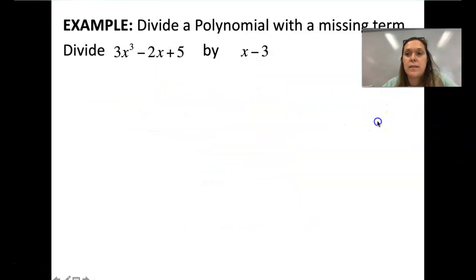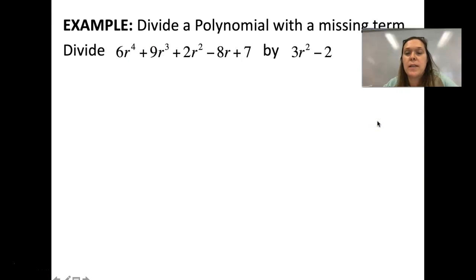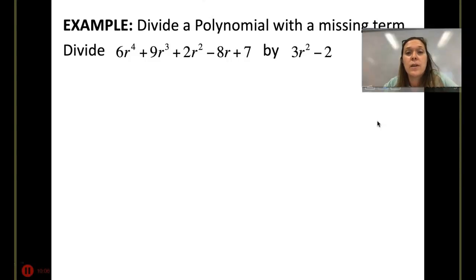All right. Let's get a little bit even crazier. This one's looking good. 6r to the 4th plus 9r to the 3rd plus 2r squared minus 8r plus 7. So first, do we have any gaps? I've got a 4, 3, 2, 1, 0. Nope, I don't have any gaps. Okay, but notice here, I have a 2, I am missing a gap, and I have a 0.